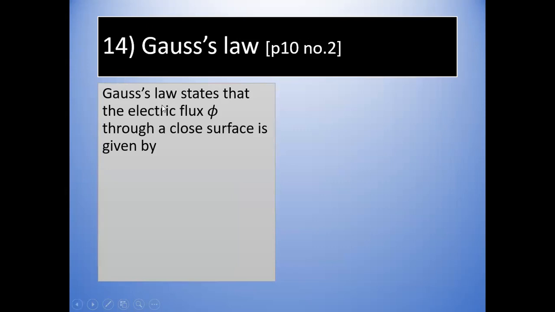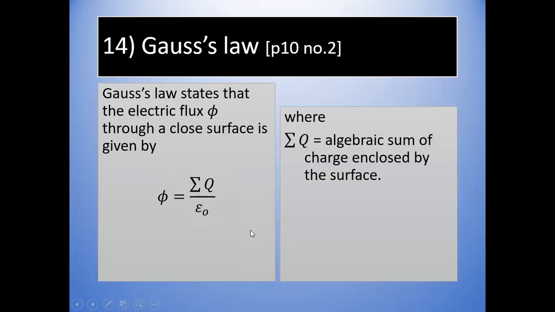Gauss's law states that the electric flux through a closed surface is given by the sum of charge divided by the permittivity of free space. This is the algebraic sum of the charge enclosed by the surface, that means the charge that's inside the surface. Remember, it's a volume, it's three dimensional, the surface area of a volume. The permittivity of free space is vacuum.